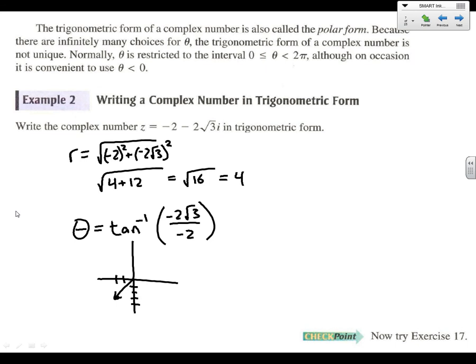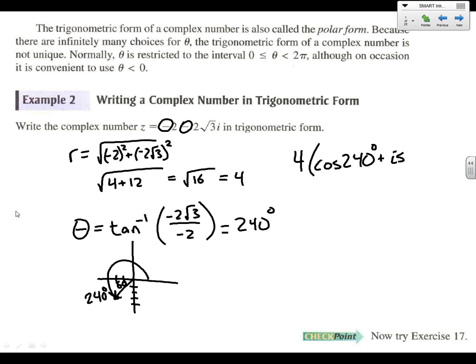So 60 degrees is the reference angle, but the actual angle is 180 plus that, so 240 degrees is what we want to go with for our theta. So be careful about what quadrant you're in. Think about the signs of your real and imaginary numbers in these. So we've got an answer here. Our answer is 4 cosine 240 plus i sine 240. That's the form for polar or trig form.